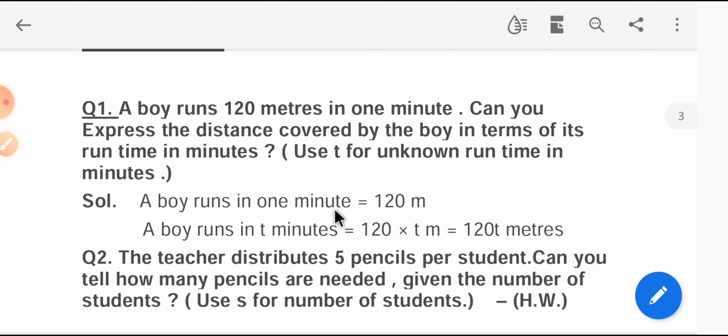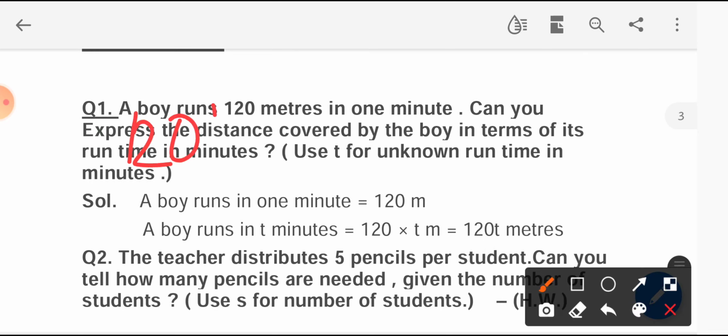Means here for 1 minute it is given 120 meters, and we have to find for how many meters a boy runs in t minutes. So in t minutes he will cover 120 multiply t meters, or we can write 120t meters. What is the meaning of 120t? It is 120 multiply t only. Here in place of any number they have given us a variable.